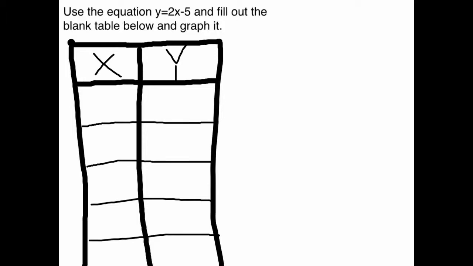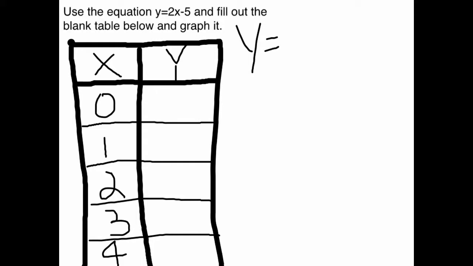Use the equation y equals 2x minus 5 and fill out the blank table below and graph it. Since this table is blank, we want to start with some x values. We always want to start small. Let's start with 0, and then 1, 2, 3, 4. All we're going to do is take our x values and plug them into our equation to determine our y values.